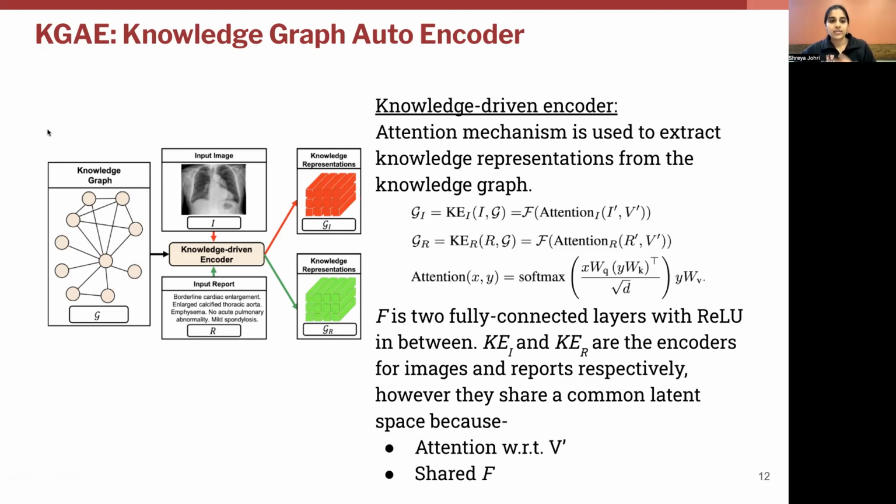And so it's interesting to know that there are two separate encoders for the image and the report, but they are in some common shared latent space because of two reasons. One is that you have the attention mechanism with respect to this knowledge graph. And second, you have this common function, this common f, which has the same parameters. So it's converging in some sense and making sure that these knowledge representations, which we are denoting by G_I and G_R, are in a shared latent space.